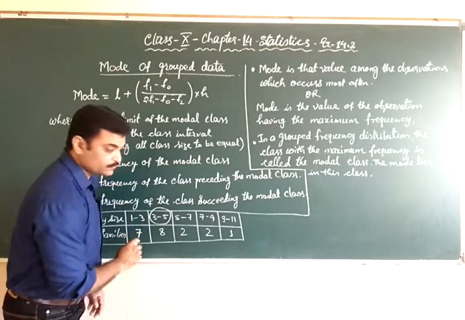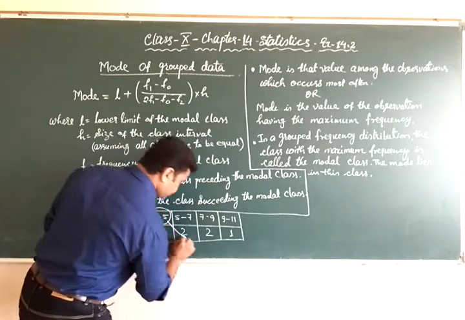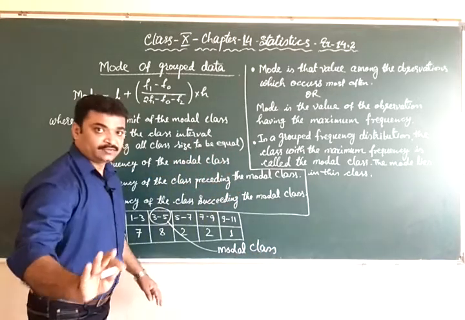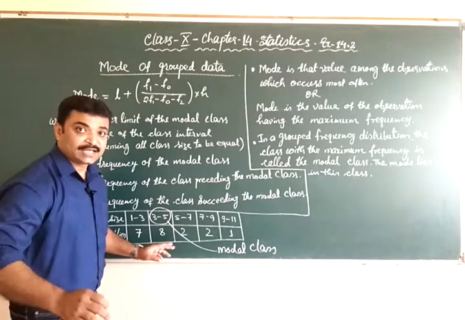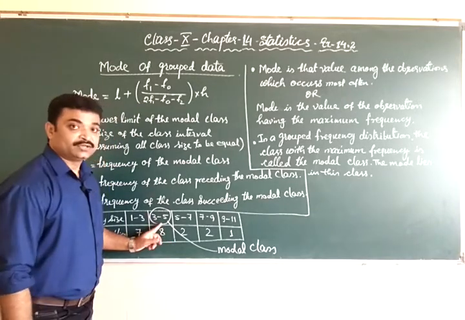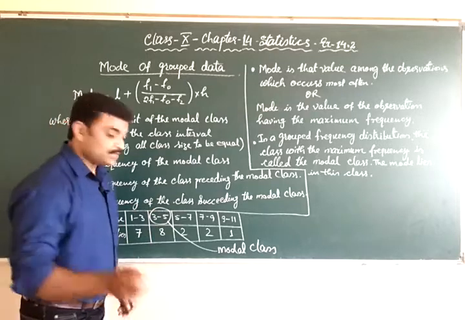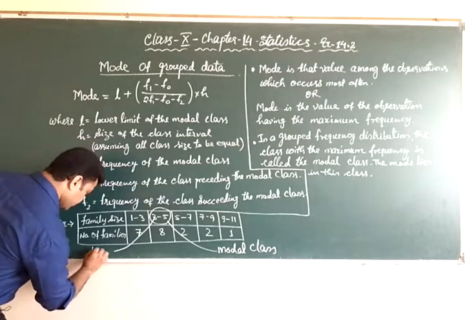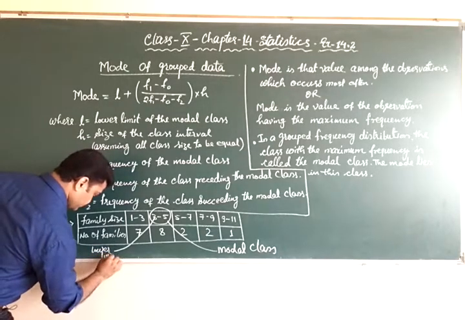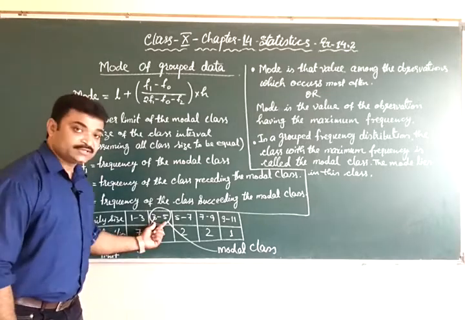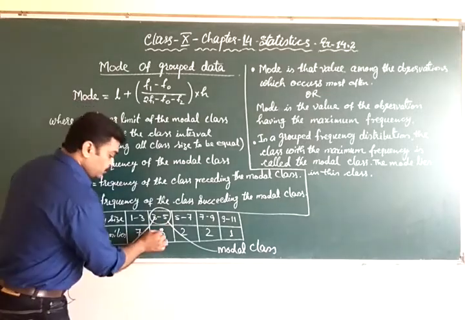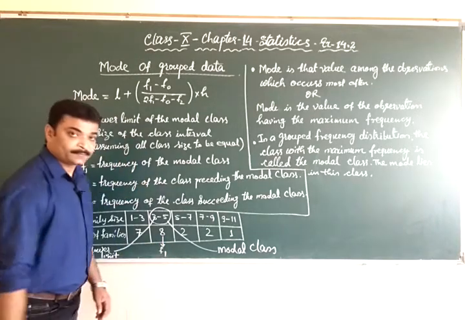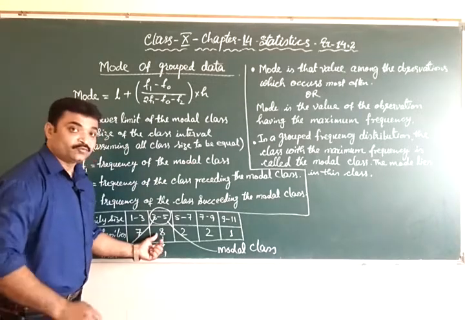This is the modal class. Got it? What is the modal class? The class which has the maximum frequency is called the modal class, and the lower limit of this class, that is 3. This 3 is the lower limit of this class. Now, the modal class frequency is called f1. This is the frequency of the modal class.